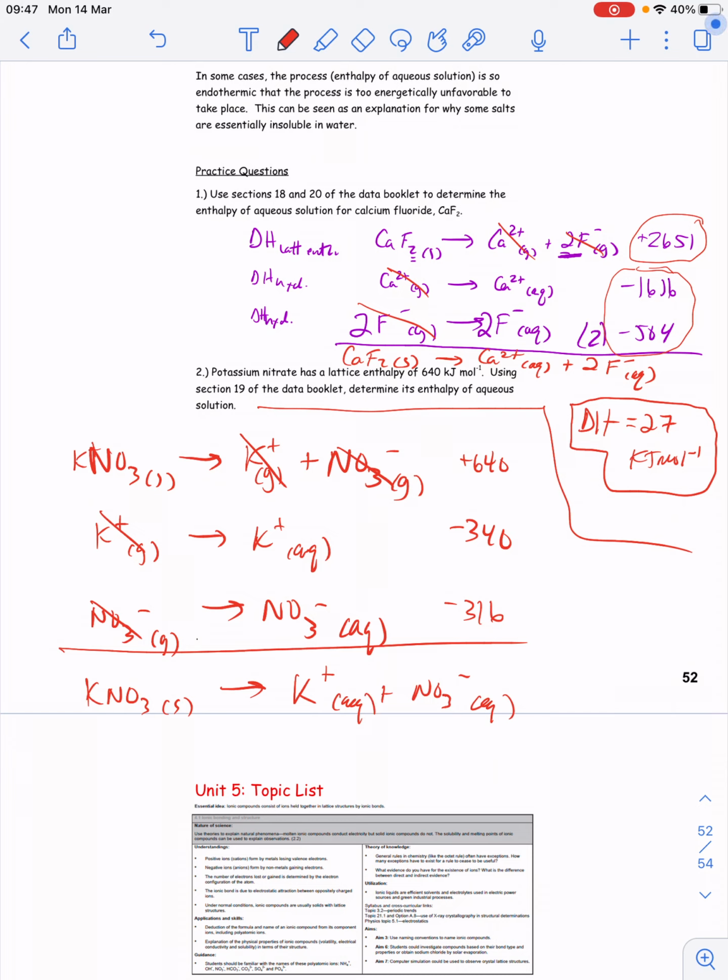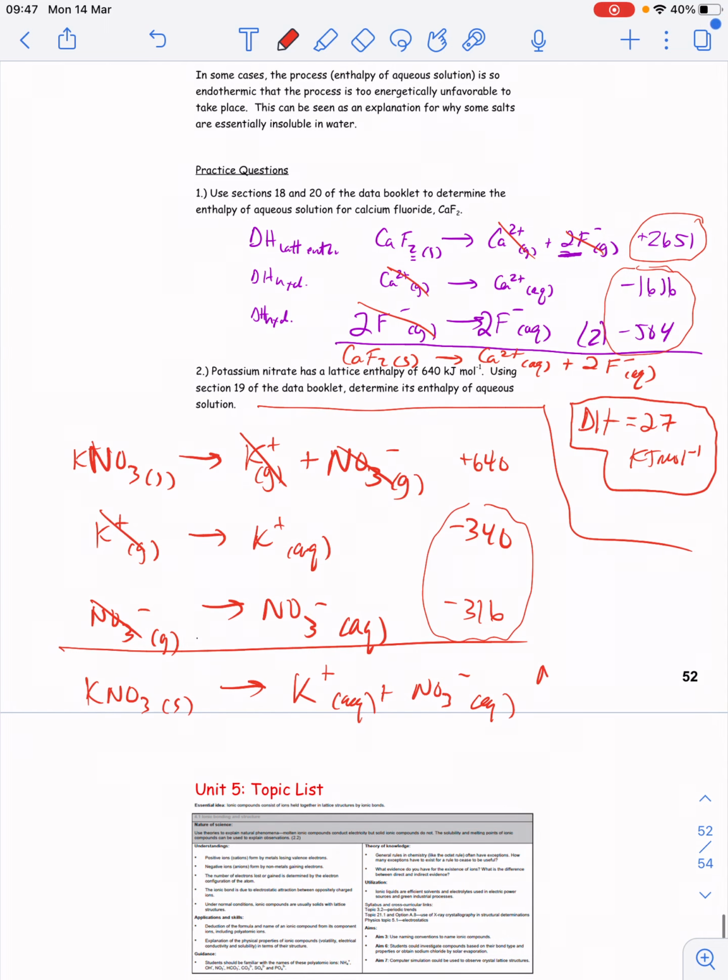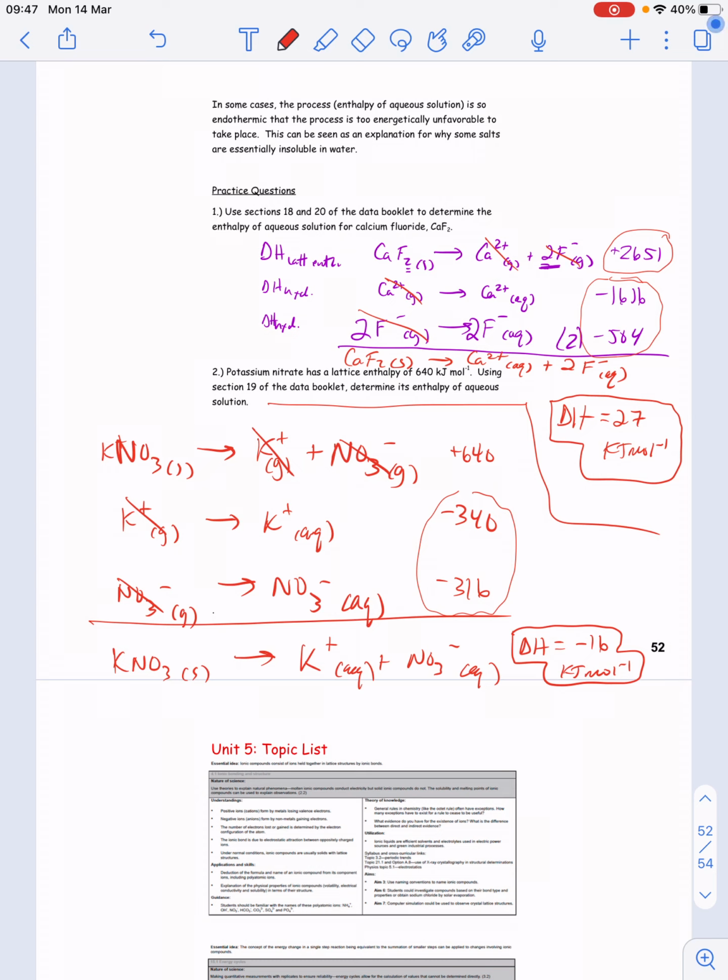Okay, and let's see really quickly, I can see the negative ones add up to negative 656. And so overall, this one is going to equal negative 16 kilojoules per mole. So maybe one like this could be on paper 1 if the numbers aren't too complicated. Obviously, there could be a slight twist here where maybe in an example where a lattice enthalpy isn't listed in the data booklet, like this one, potassium nitrate, instead of solving for this enthalpy of aqueous solution down here, they could give you the enthalpy of aqueous solution, and they could have you solve for the lattice enthalpy here.